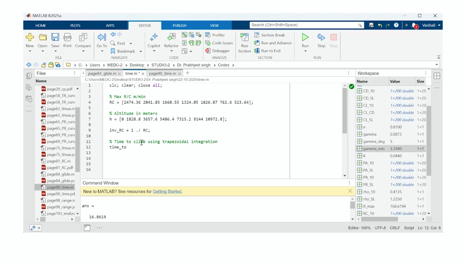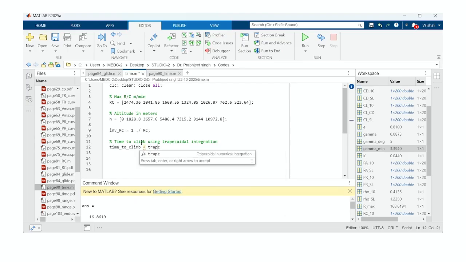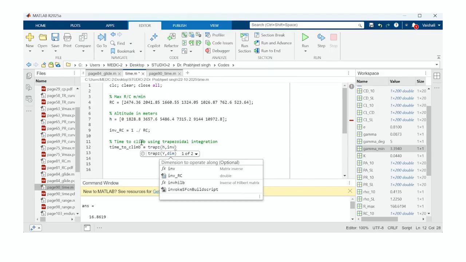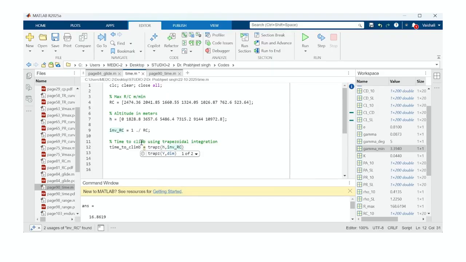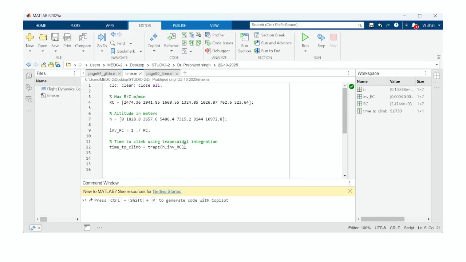Let me write here time to climb equals, and what is the syntax for using trapezoidal integration? That is TRAPZ. Okay, and the input is actually the altitude, comma, then inverse of rate of climb. Let me just run this code and see whether there is any problem. Change folder. Yes, it has run. So time to climb is actually around 9.6 minutes.